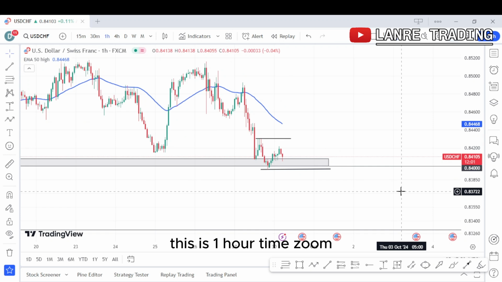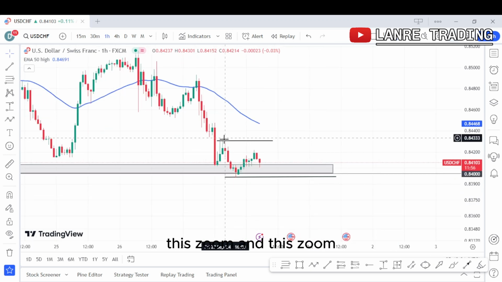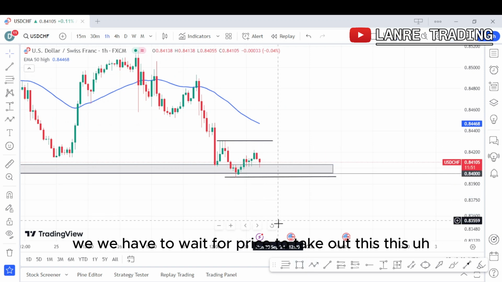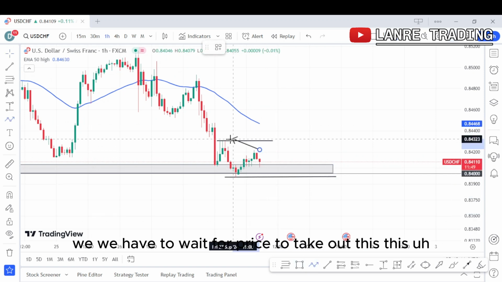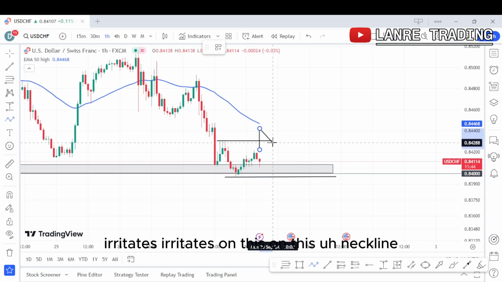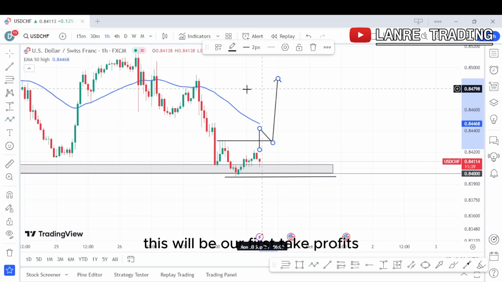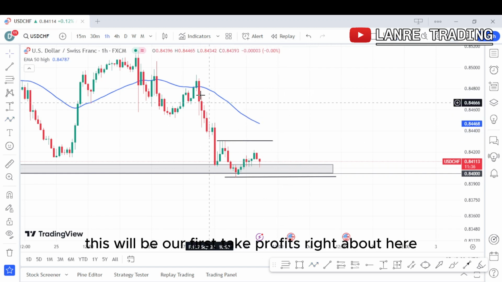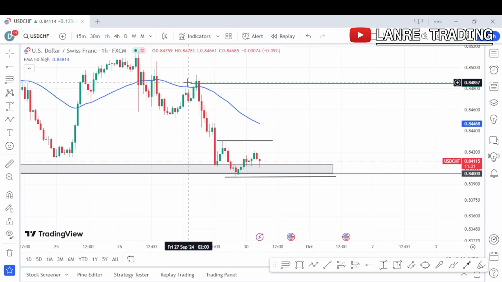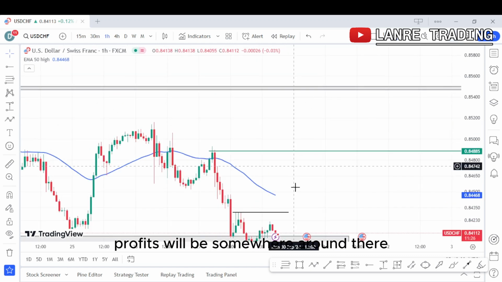Okay, this is the 1 hour time frame. So I'll be using my 1 hour time frame as a decisive zone. This zone and this zone. If price decides to respect this level, we'll be waiting. We have to wait for price to take out this lower area about here, then a retest on this neckline, then we can go long. This will be our first take profit right about here, and the second take profit will be somewhere around there.